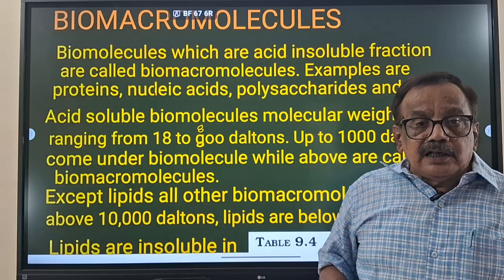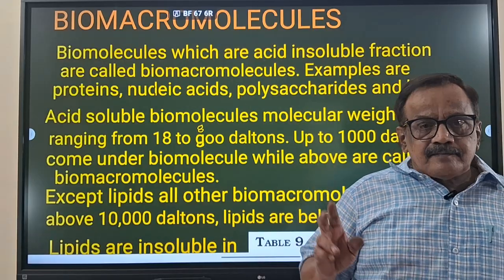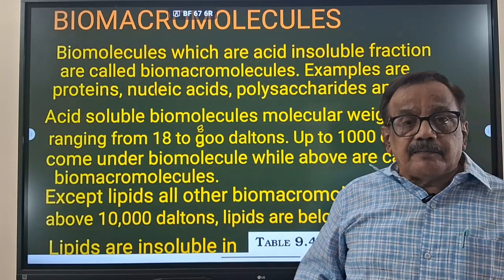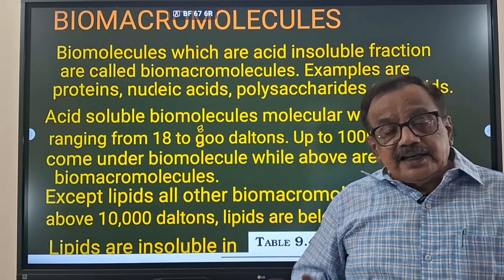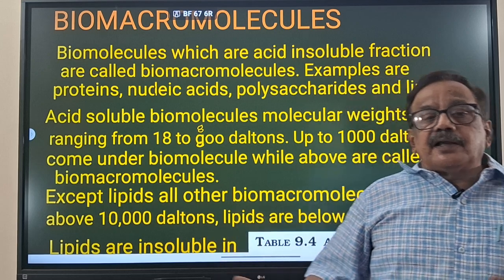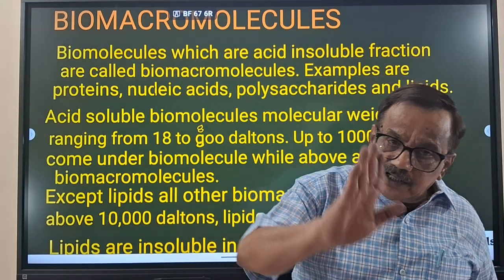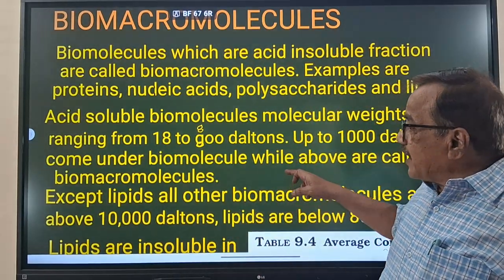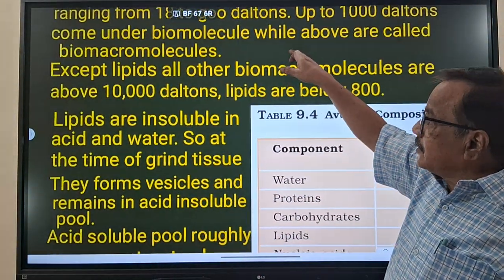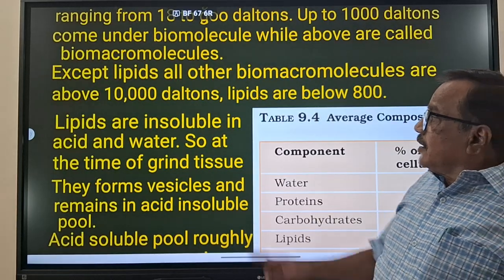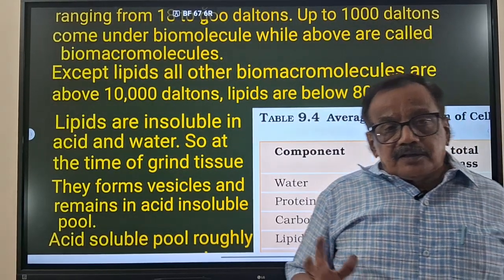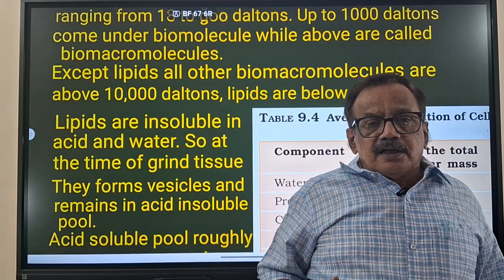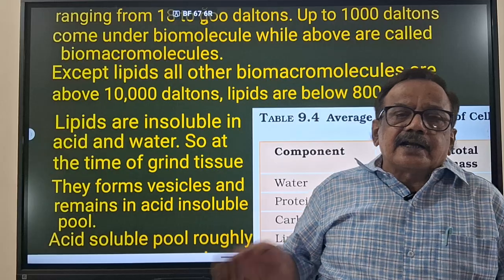Now we will see. Lipid molecular weight is below 800. Then where should it be? Biomolecules. But why is it in the retentate? That also he explained, but the explanation was given confusingly. I will explain it properly. Remember it: lipids, even though they have less than 800 daltons, are present in the retentate.